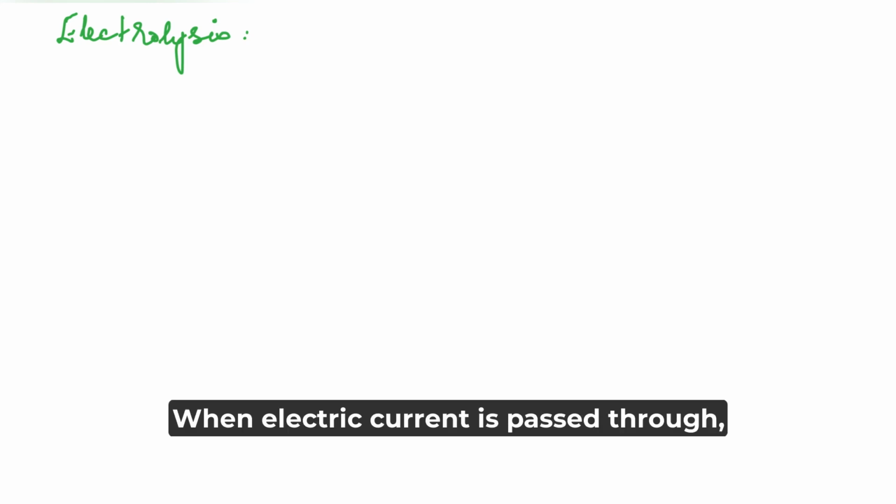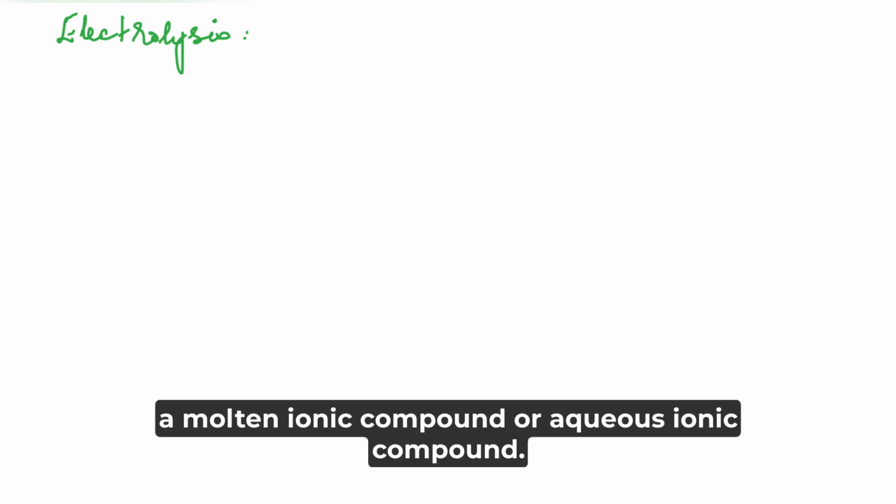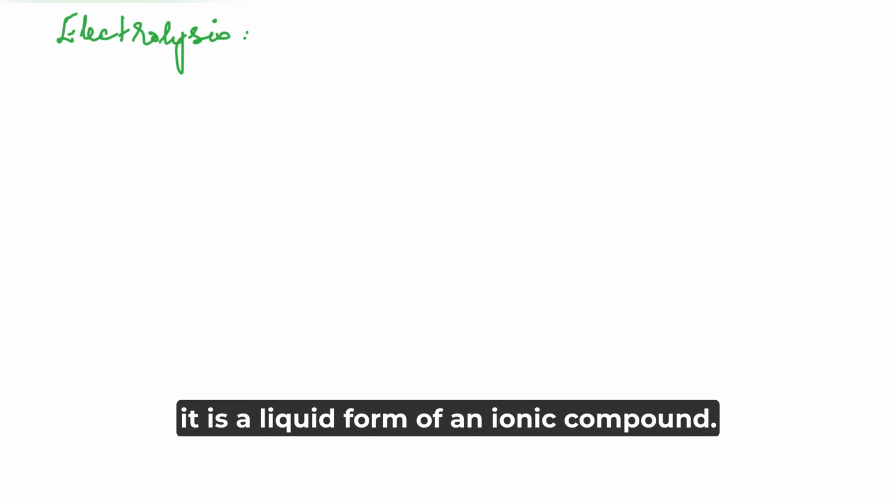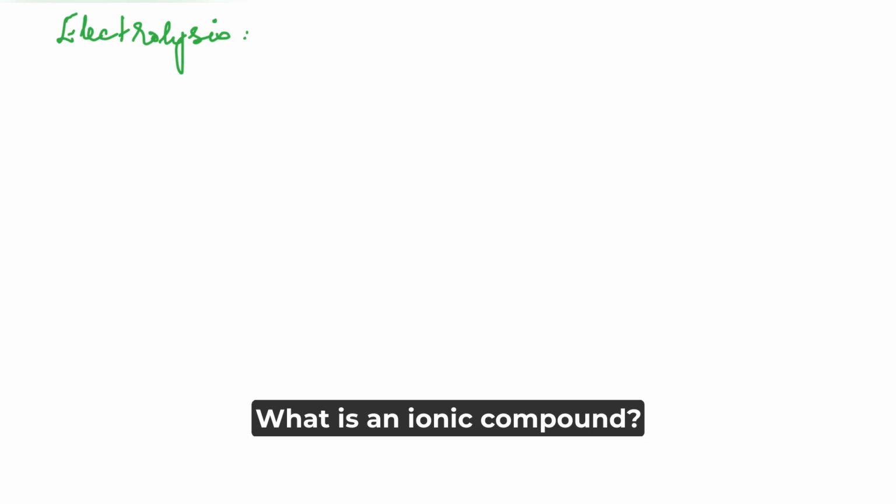When electric current is passed through a molten ionic compound or aqueous ionic compound. So I repeat, when electric current is passed through, you know what is the meaning of molten, is it not? Aqueous also, it is a liquid form of an ionic compound. What is an ionic compound? When it has gained or lost electrons to form a compound.